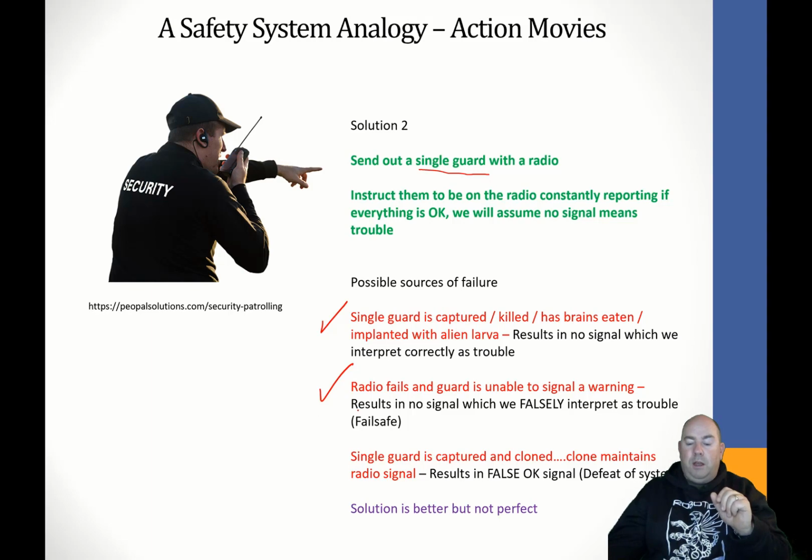We call that being fail-safe. So we are failing in a safe way. That is a fail-safe condition. So we like this way better for safety purposes.